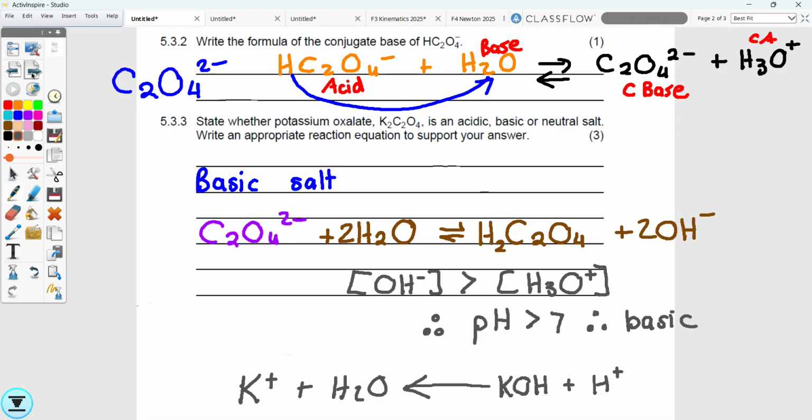We have to write the proper acid on the right hand side. So we can't have a charge. Remember what I did before? I said HC2O4 minus.